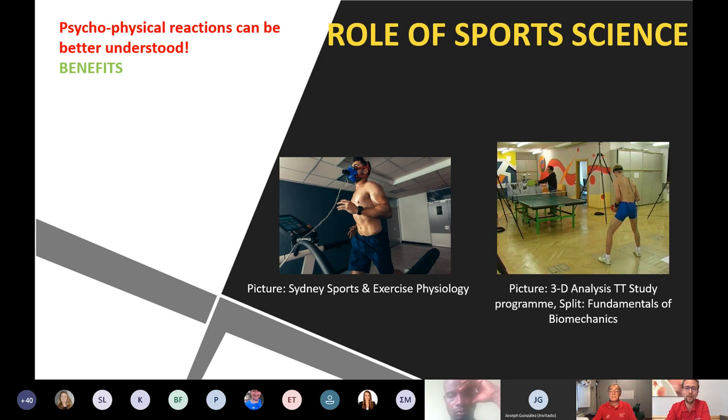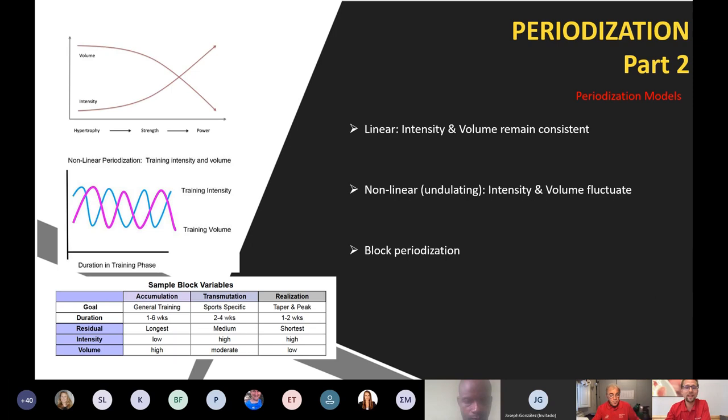And today it is possible to develop certain models of the training for different sports and also athletes of different ages and quality that are based on the newest scientific information related to the loads and methods of the sport preparation. And now we are going over to the periodization part two. And I would like to talk shortly about the periodization models in sport. We do have three types of periodization models.